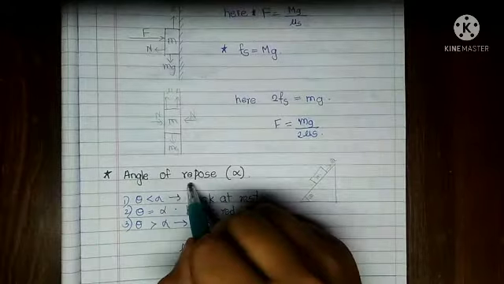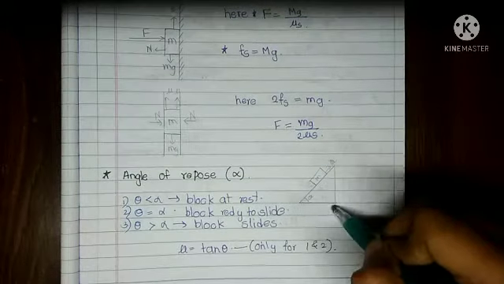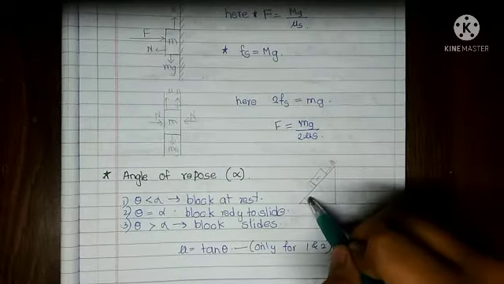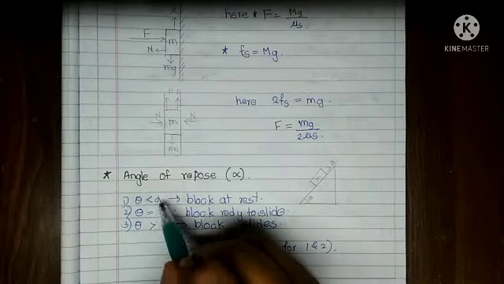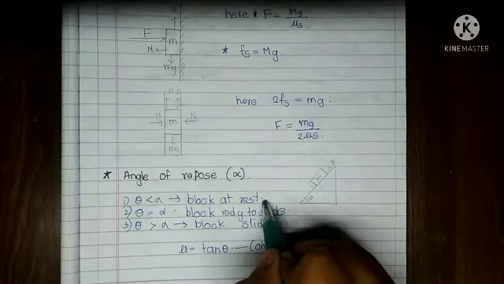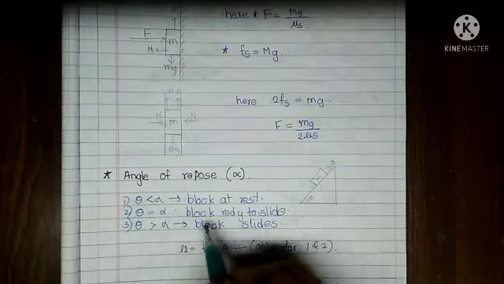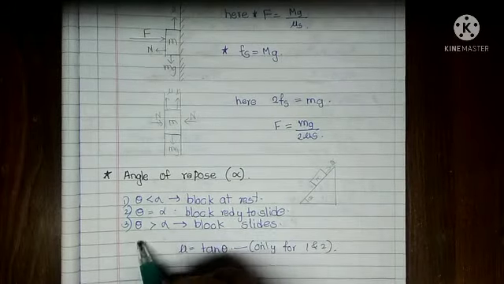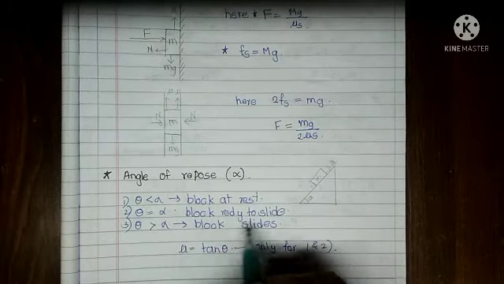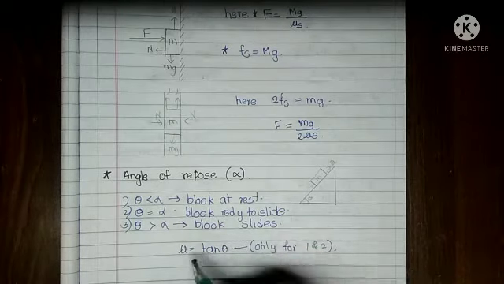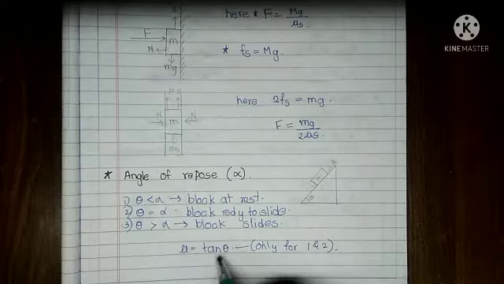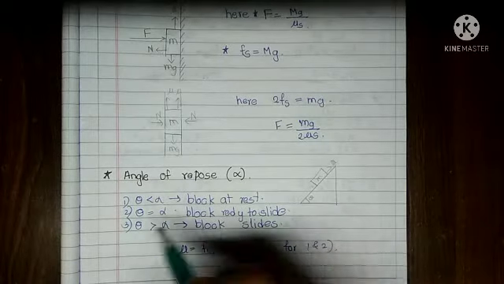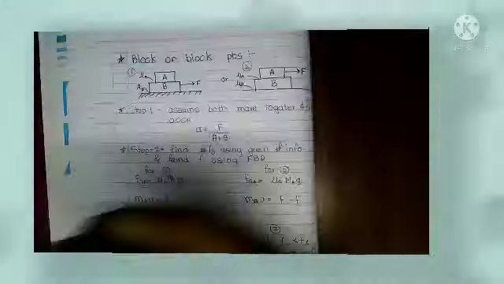Angle of repose. This is an inclined plane at inclination theta. If theta is smaller than alpha, the block is at rest. If theta is equal to alpha, then the block is ready to slide. If theta is greater than alpha, the block will slide. Here mu is equal to tan theta. This is applicable only for case 1 and case 2.